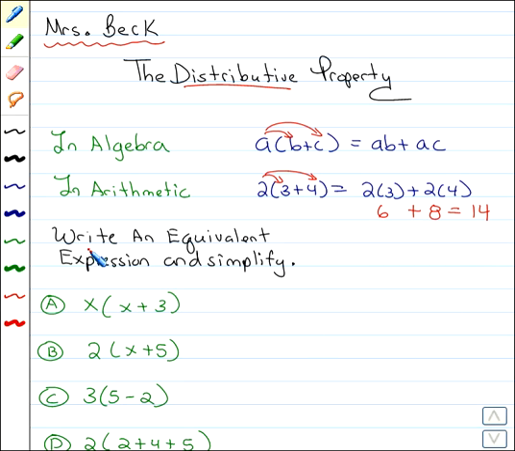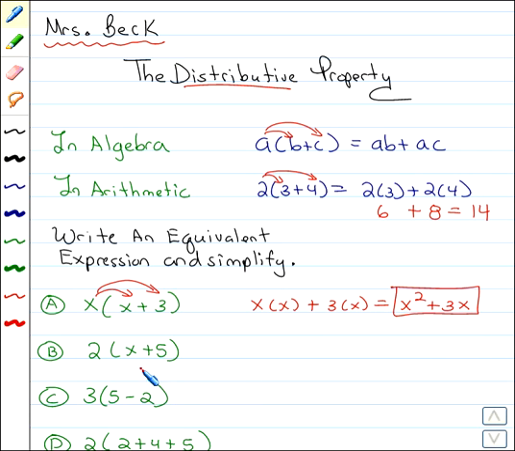Alright, write an equivalent expression and simplify. That's what we're going to be doing with these examples below. Let's start with letter A, x times x plus 3. We multiply the x times the x and the x times the 3. So we're going to end up with x times x plus 3 times x. And that's going to give us x squared plus 3x. And this is as simple as we can get this, and it will be our answer.